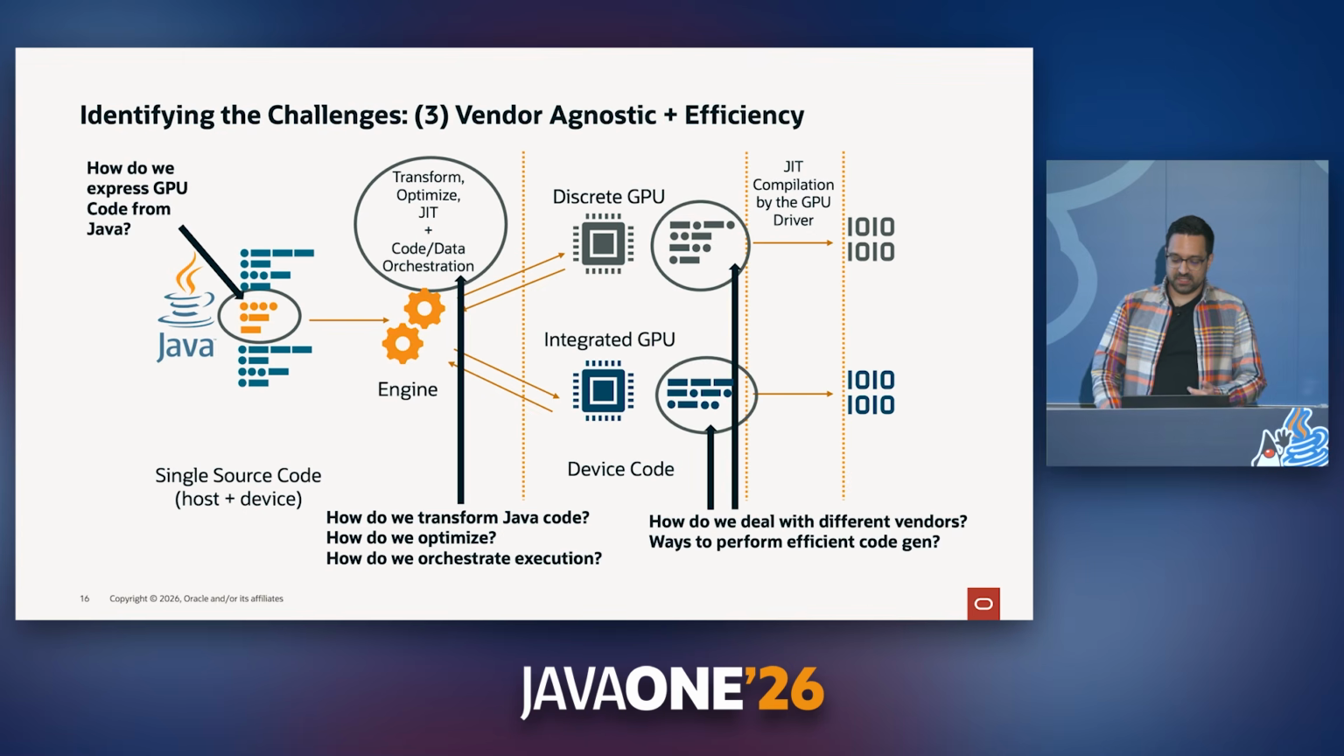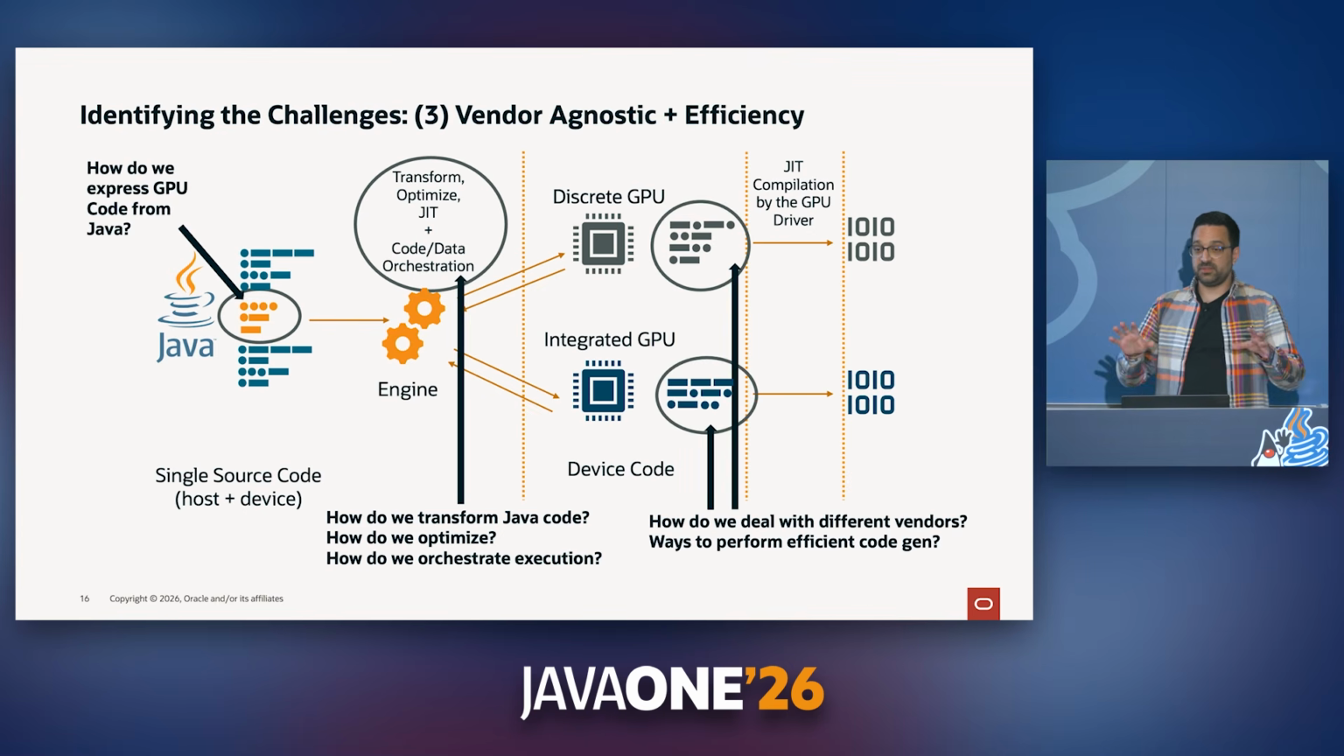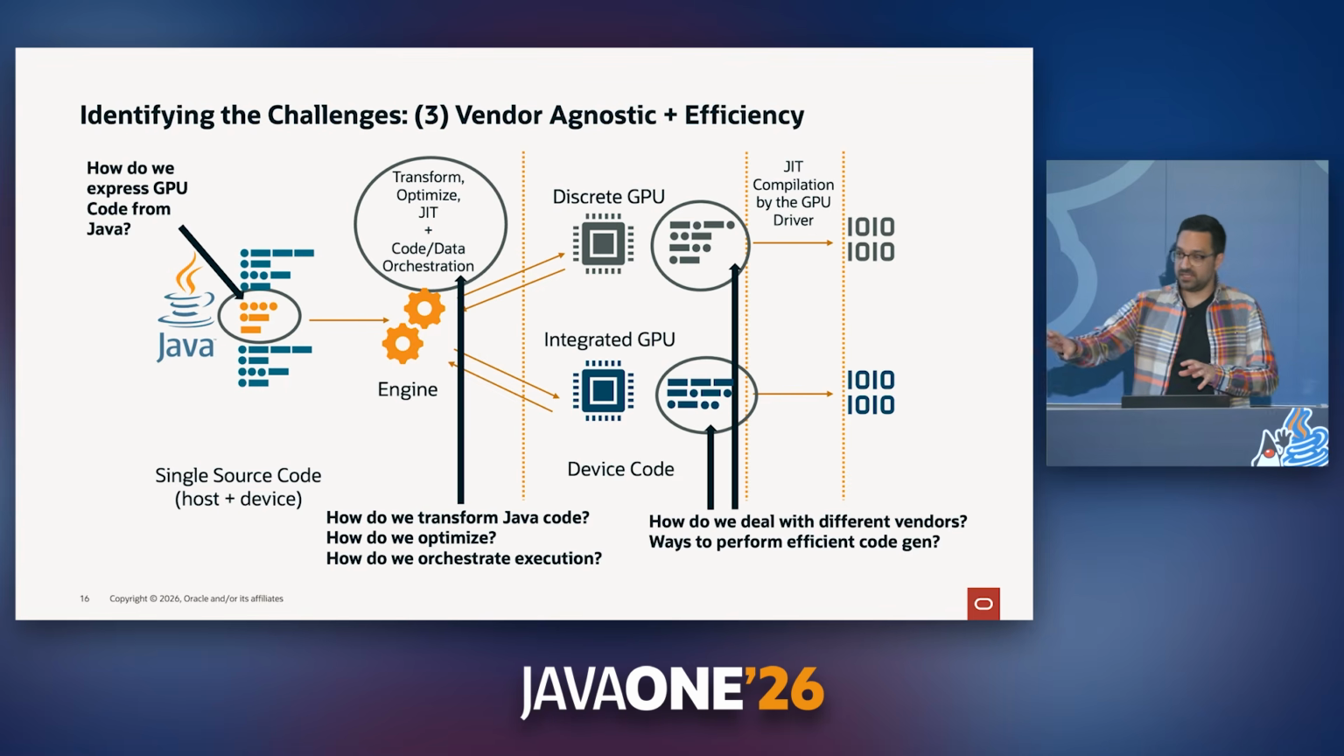And the last piece is, how do we deal with multiple vendors? We don't want vendor lock-in, so just running on an NVIDIA platform or just running on AMD. As Java is write once, run everywhere, we want to keep the same philosophy. So we want to be able to run with high performance, but at the same time be hardware agnostic, right? And we want to deal with different ways to perform efficient code generation for different vendors.